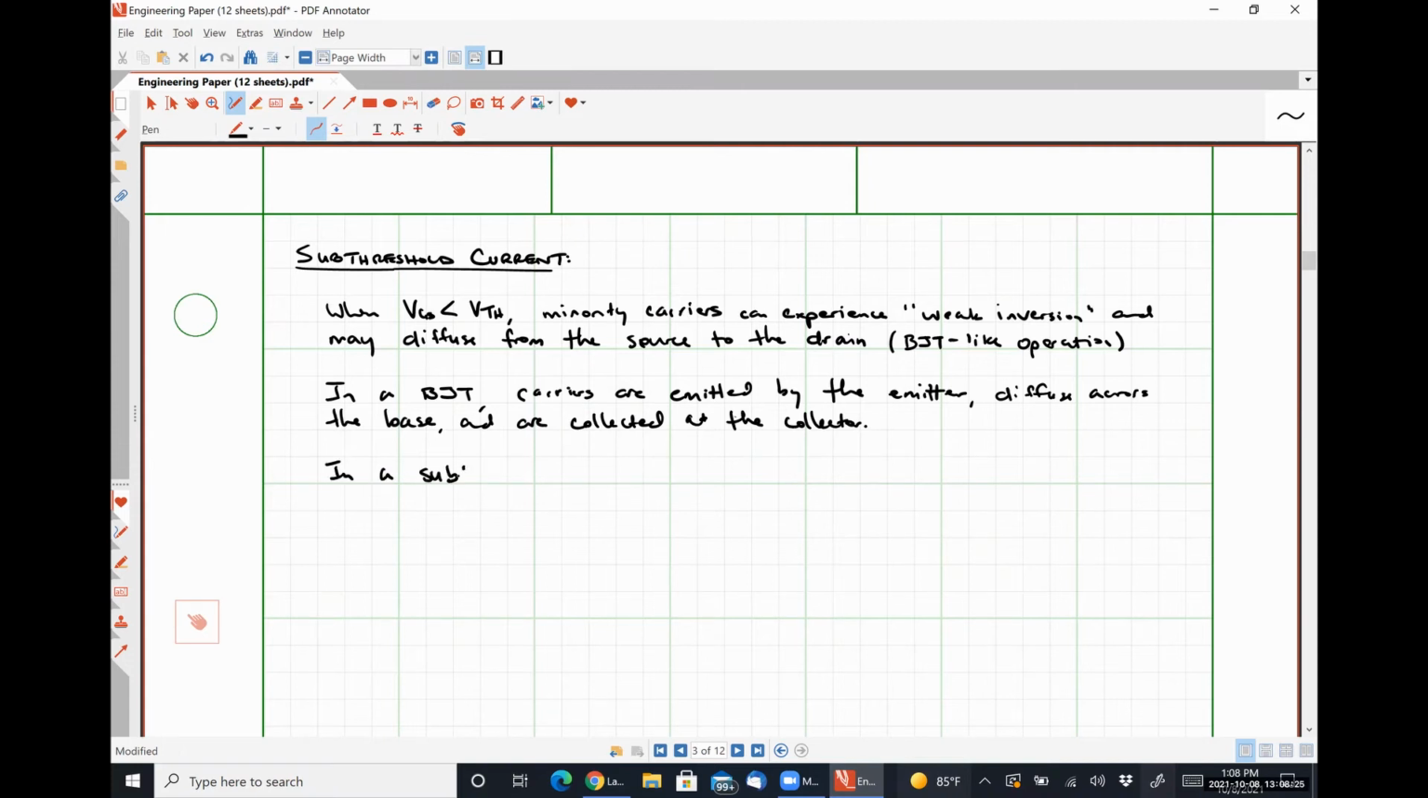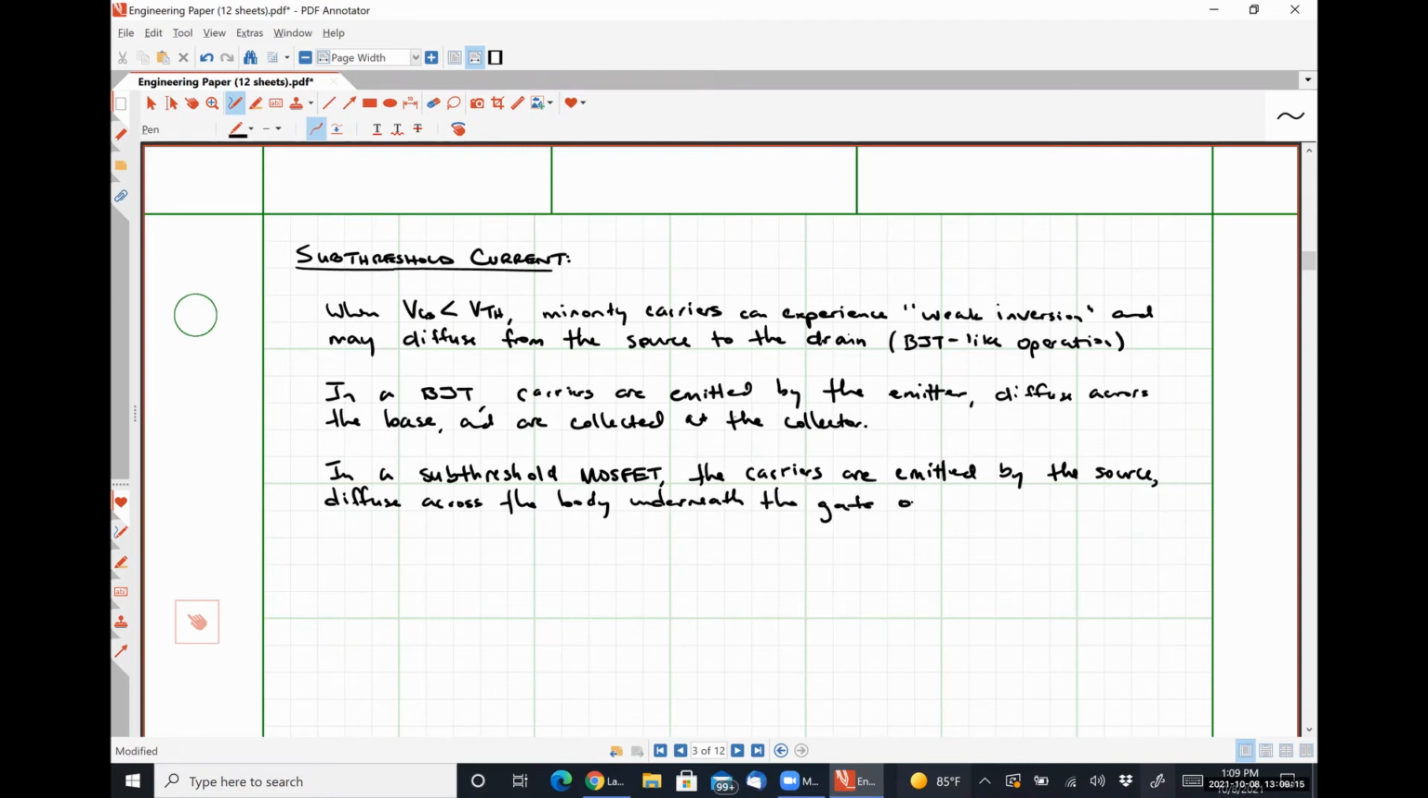In a sub-threshold MOSFET, the carriers are emitted by the source, diffuse across the body underneath the gate oxide, and are collected at the drain.